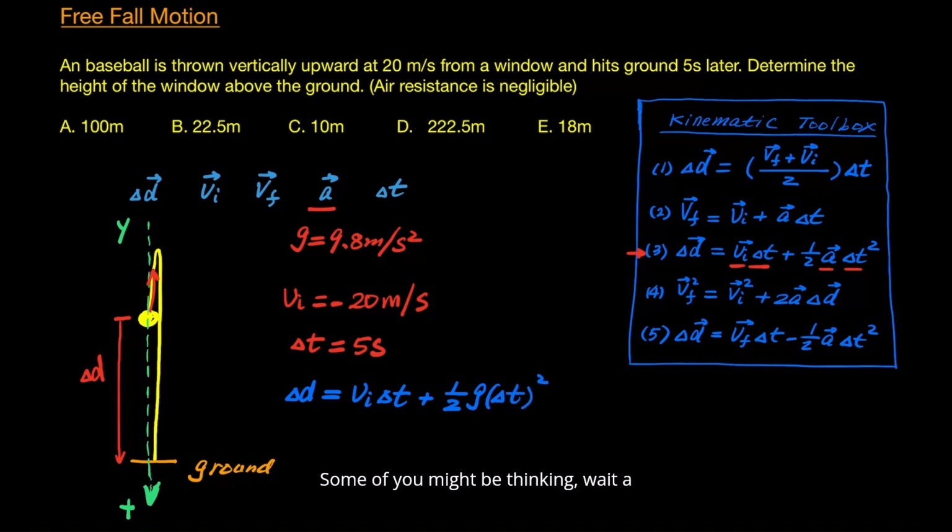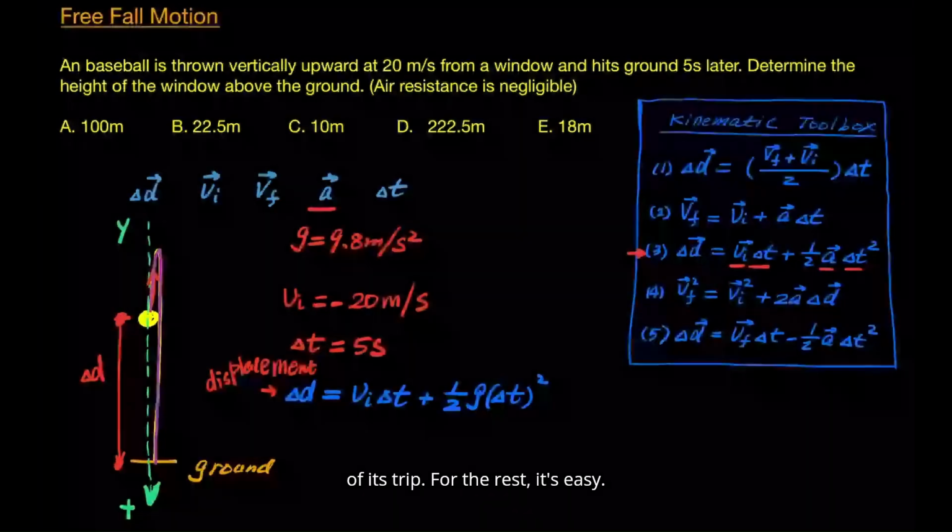Some of you might be thinking, wait a second, won't this give us the total distance the baseball traveled, like going up and then back down? And the answer is a big no. This equation solves for the displacement. Remember, displacement only cares about the starting point and the ending point. It doesn't care about the path taken in between, right? So using this equation, we'll get the initial height of the baseball rather than the total length of its trip.